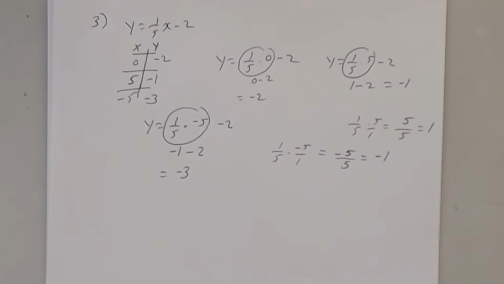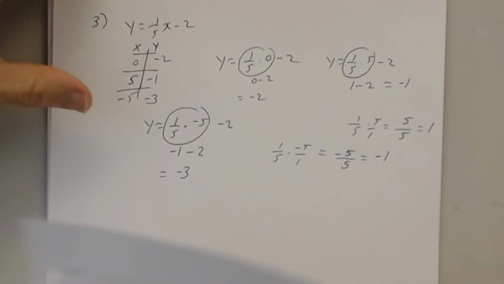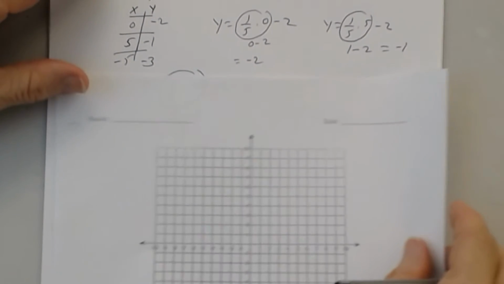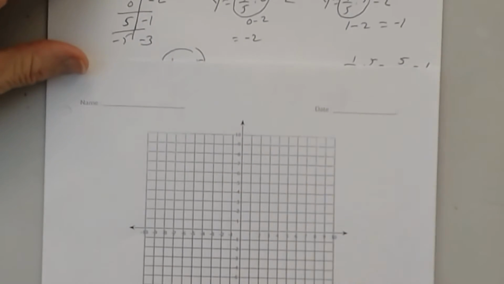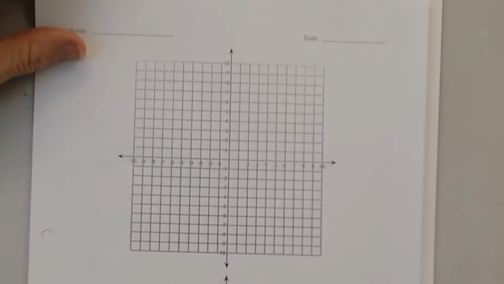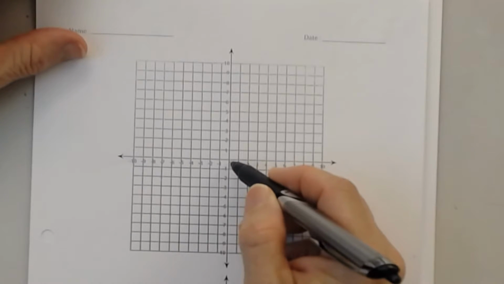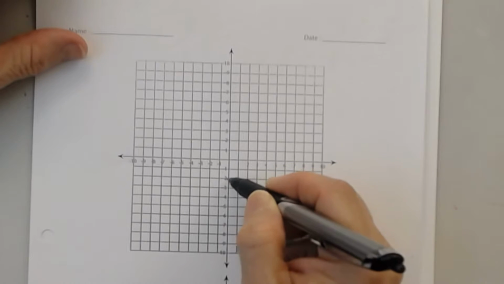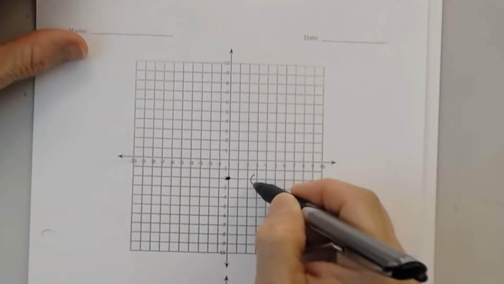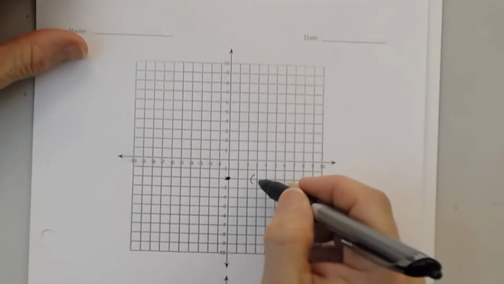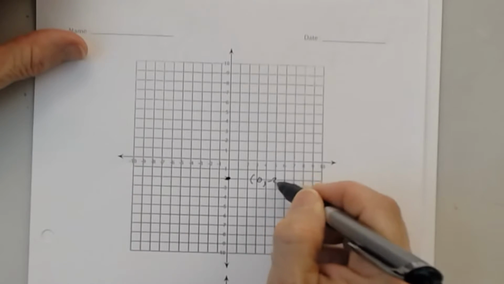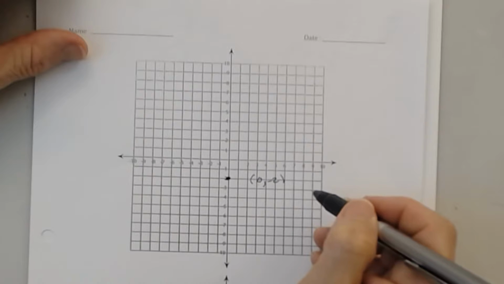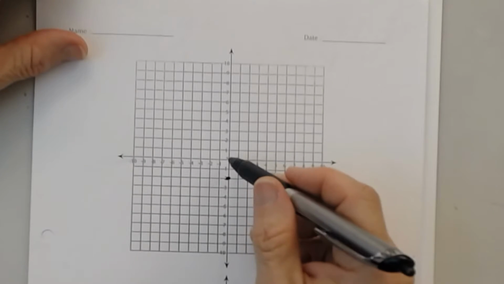So then I plot those 3 points. And I get 0, negative 2. So x is 0, I stay at the origin. Y is -2, I go down 2. Remember, labeling means to actually state the coordinates. So this is 0, -2. 5, -1. I start at the origin. I go which way?